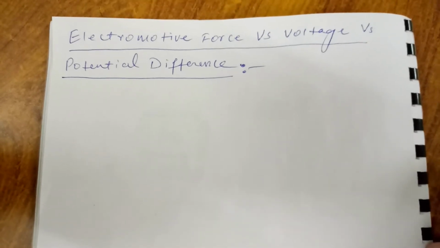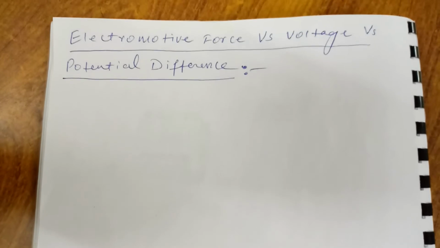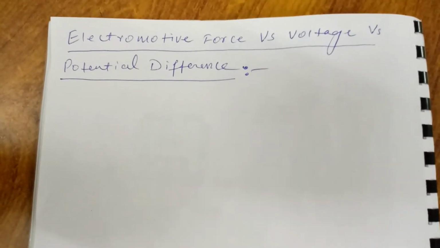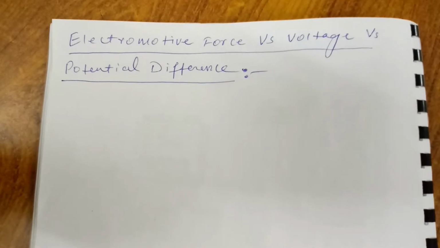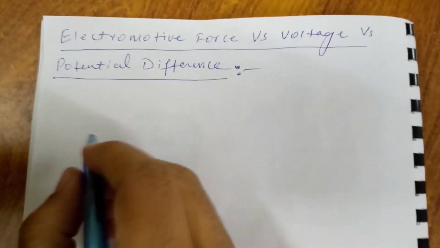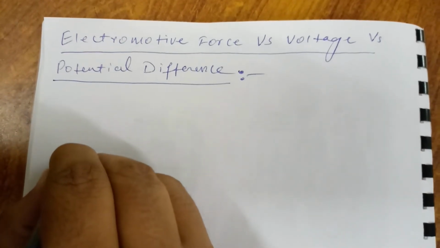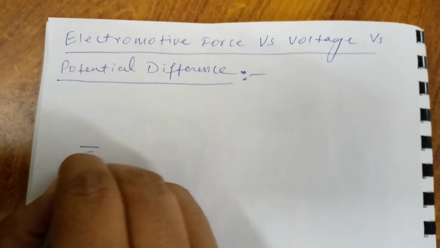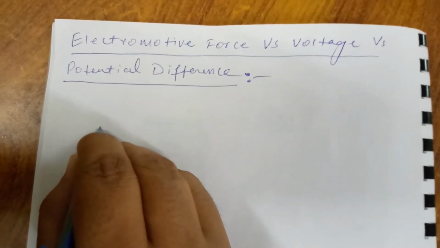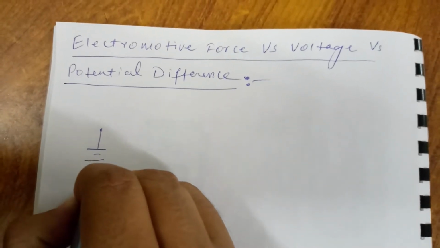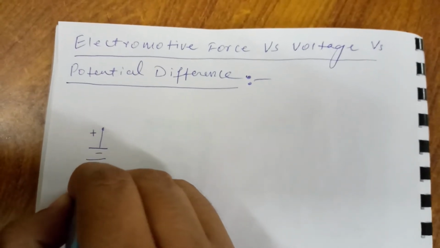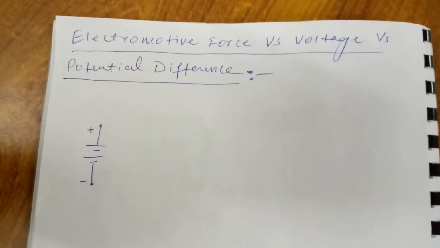In this lecture, I will teach you the difference between electromotive force and voltage. First of all, let me draw the symbol of a battery. This is the symbol of the battery. This is the positive terminal of the battery and this is the negative terminal of the battery.